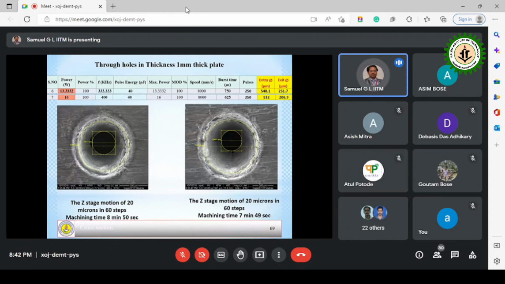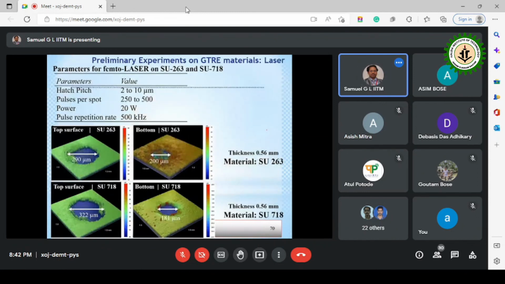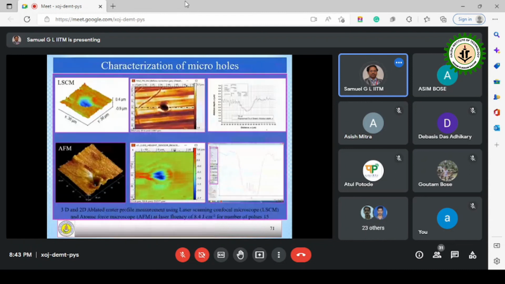We have characterized them by using several technologies. By using SEM, or the 3D profiler, we could measure the profiles. Also, we have characterized these features by using the LSM. LSM is laser scanning confocal microscopy. We can use the laser light to go into the micro holes, and we can characterize them. See, why we are telling this is that it's very, very challenging.